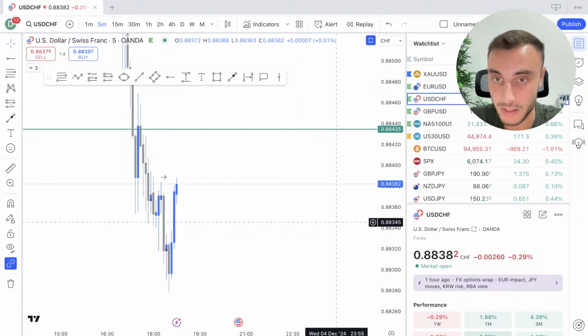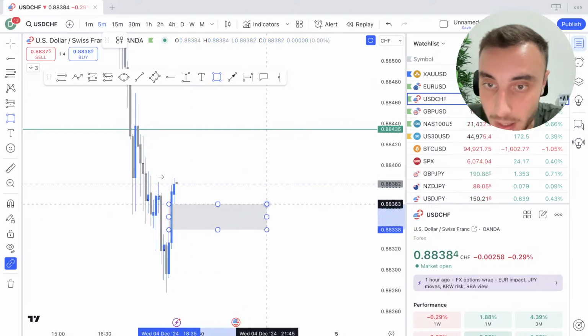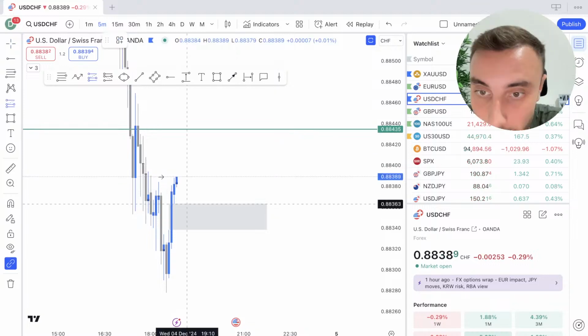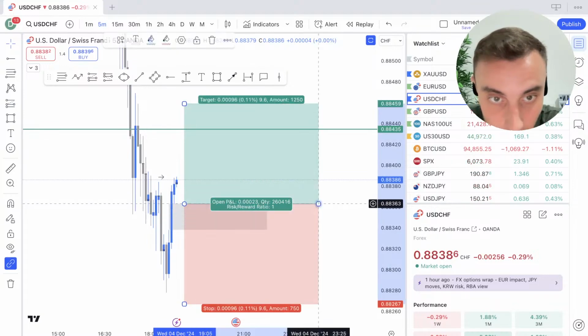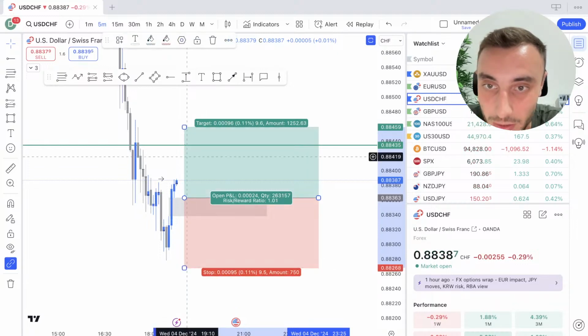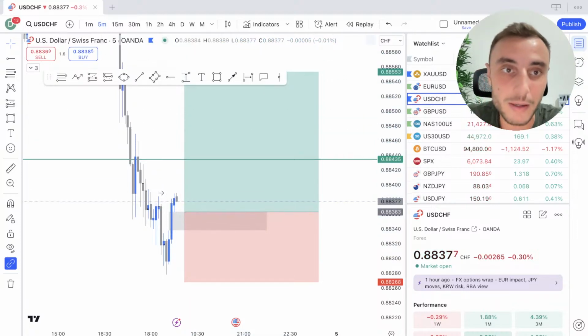Oh, yep. Looks like we might have a setup here on USD CHF, guys. Okay, so check this out. We have a market structure shift here, and the fair value gap is in. So we will be able to enter the buy limit right here. TP right here. Okay, perfect.